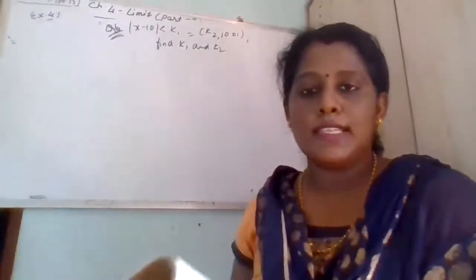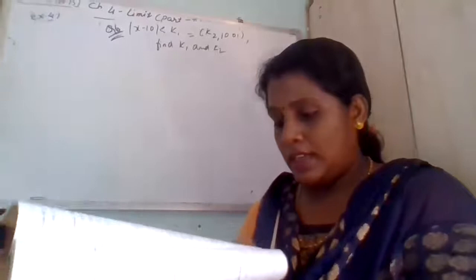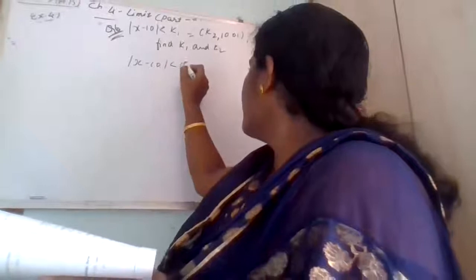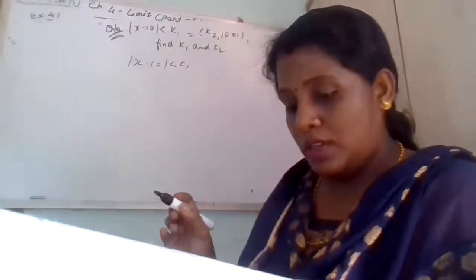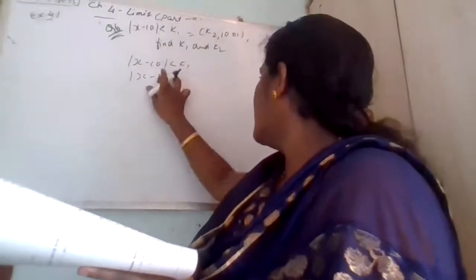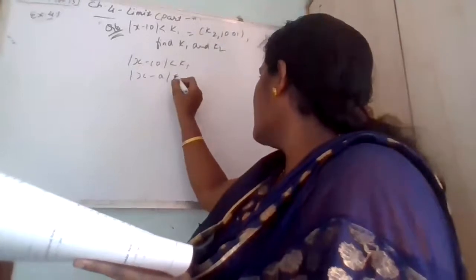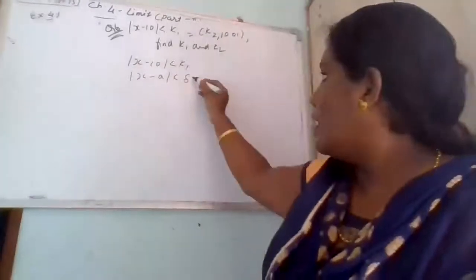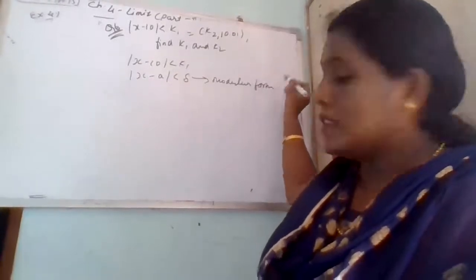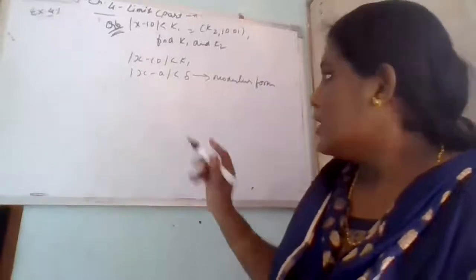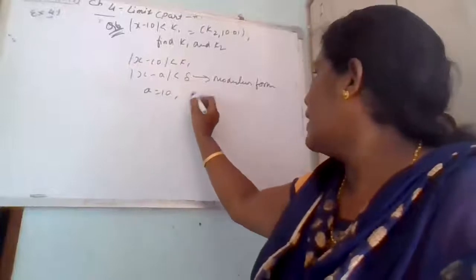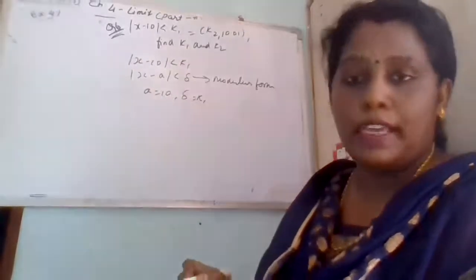Okay, so this is same as your fifth sum. Right? Now this one is given. First we will take this one. So here modulus x minus a less than delta. This is our formula. Of which formula is this? This is your modulus form, right? So in place of a we got 10, and in place of delta we got k1.